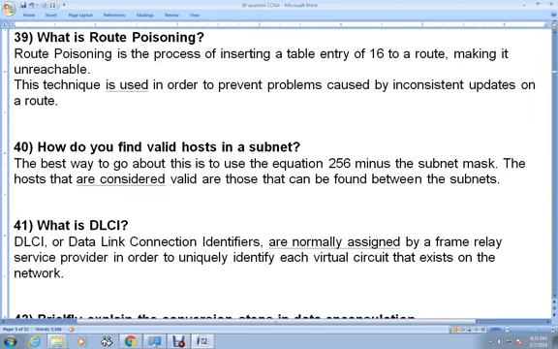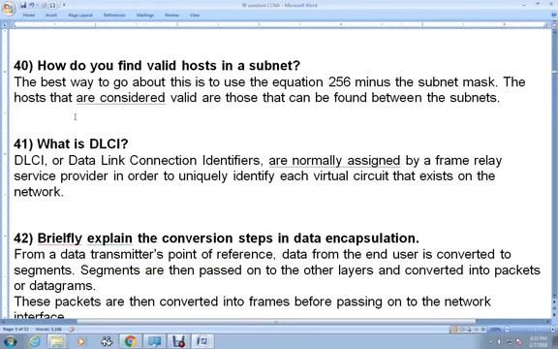Route poisoning is the process of inserting a table entry of 16 for a route, making it unreachable. This technique is used in order to prevent problems caused by inconsistent updates on a route. This I've also already explained in detail. Here I'm just trying to give small answers.